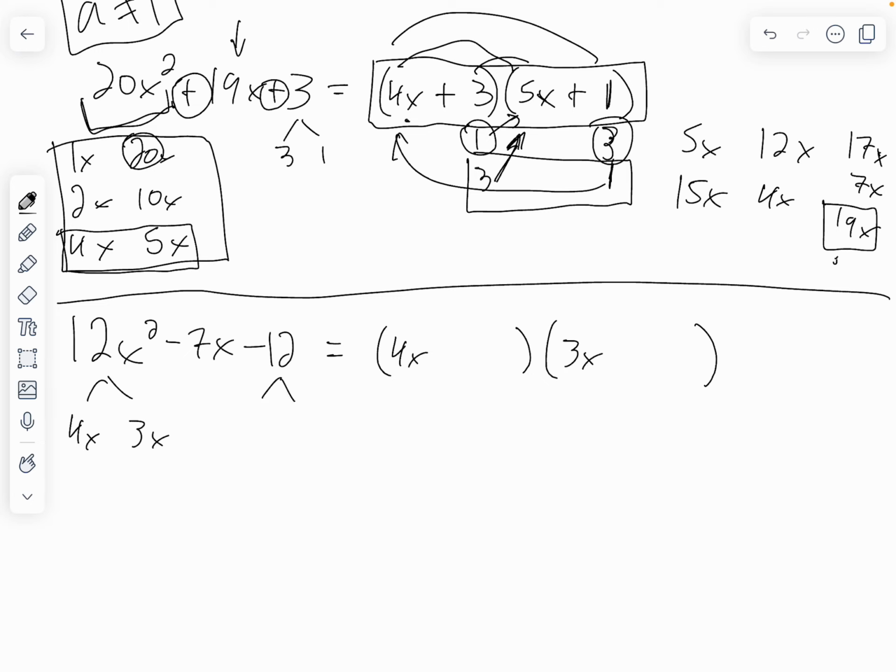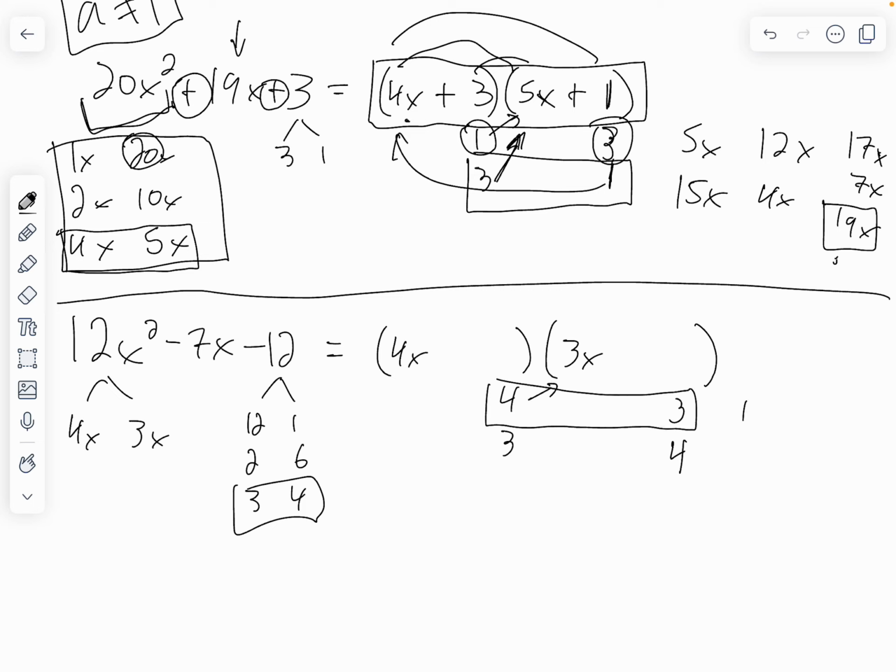Now 12 over here, once again, I've got some choices. Could be 12 and 1, could be 2 and 6, could be 3 and 4. I'm again going to start in the middle. So let's see here. It could be 4 like this and 3 here, or it could be 3 here and 4 here. If it's the top one, if it's this guy here, 4 times 3 is going to give me a 12x.